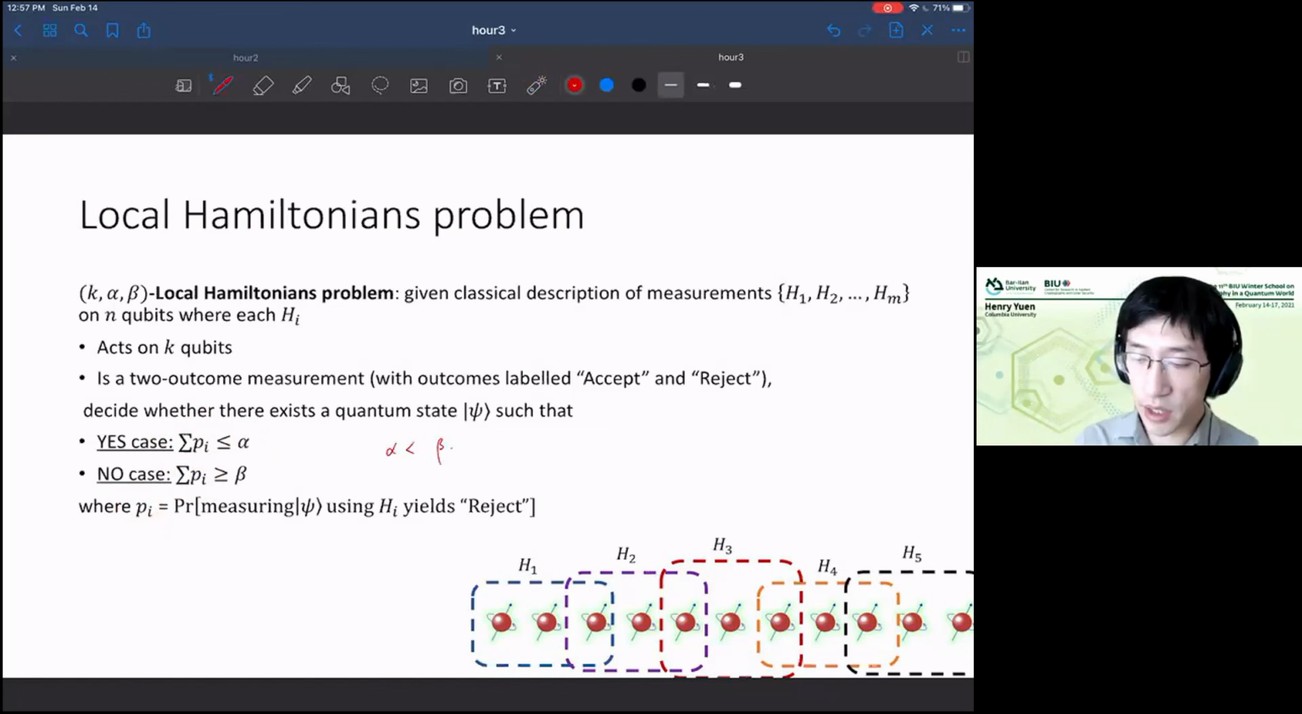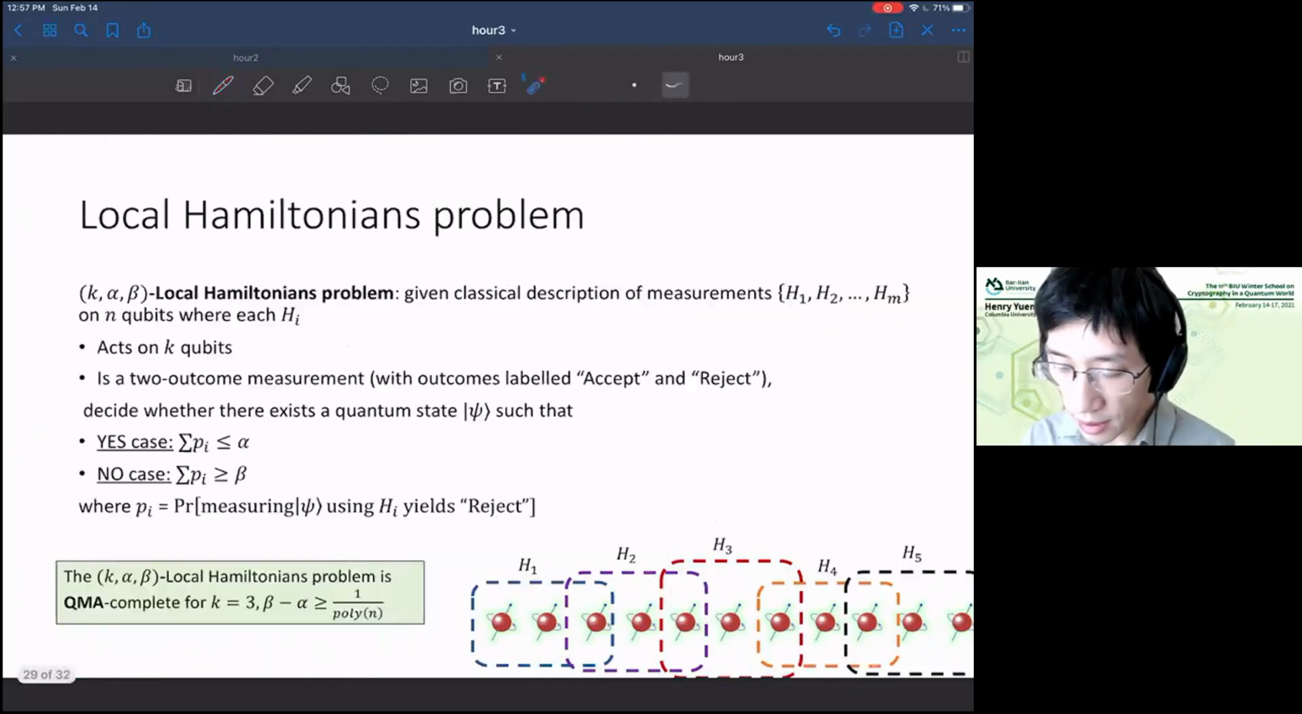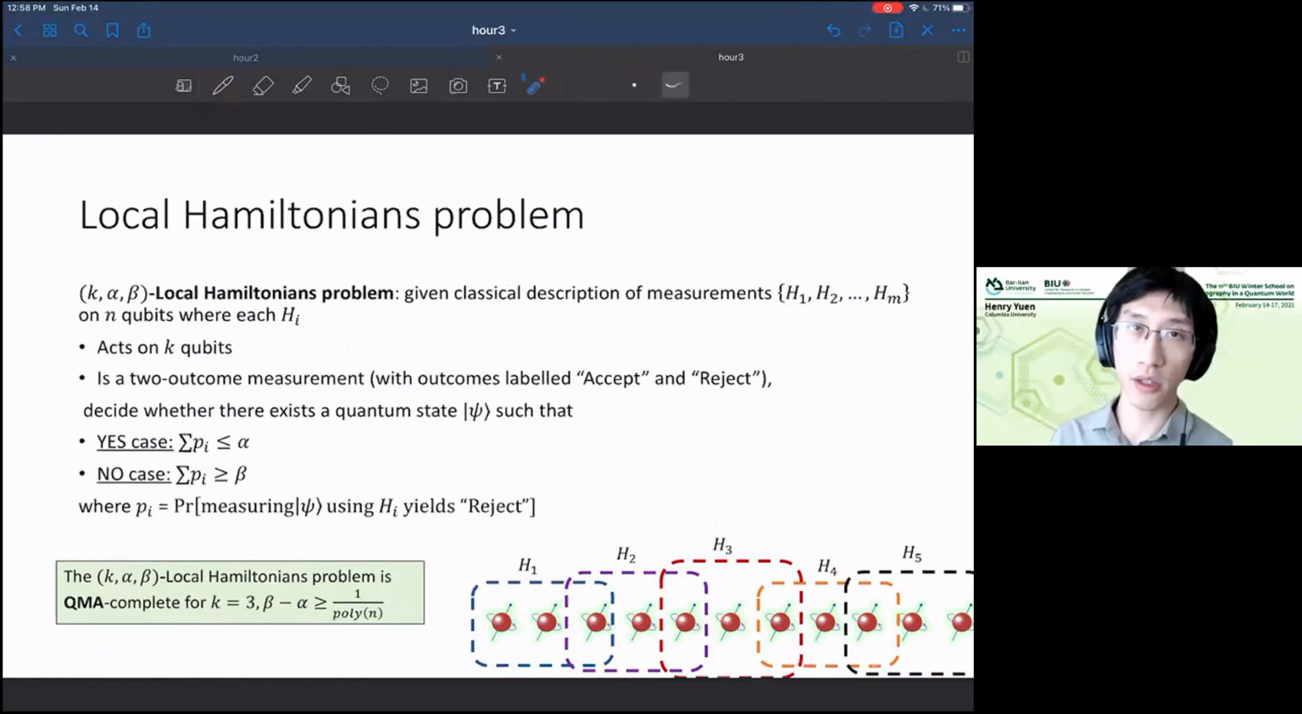For simplicity, imagine that alpha is 0. So in the yes case, there's a state that is never rejected by any of these measurements. But in the no case, with some noticeable probability, one of these measurements will reject this state. You can think about this as the quantum analog of 3-SAT. All right, so that's the local Hamiltonians problem. And it turns out that this problem is QMA complete for k equals 3, and beta and alpha can be anything as long as they're separated by an inverse polynomial.